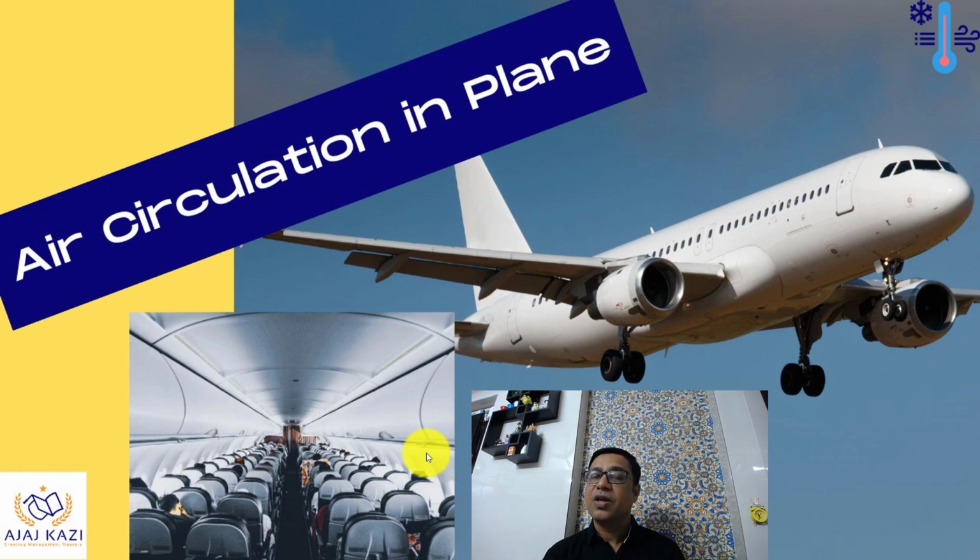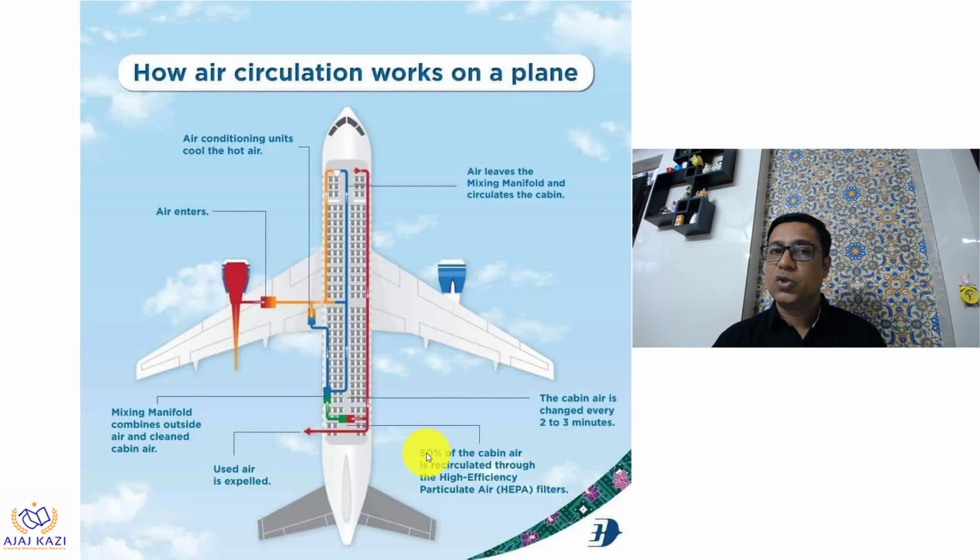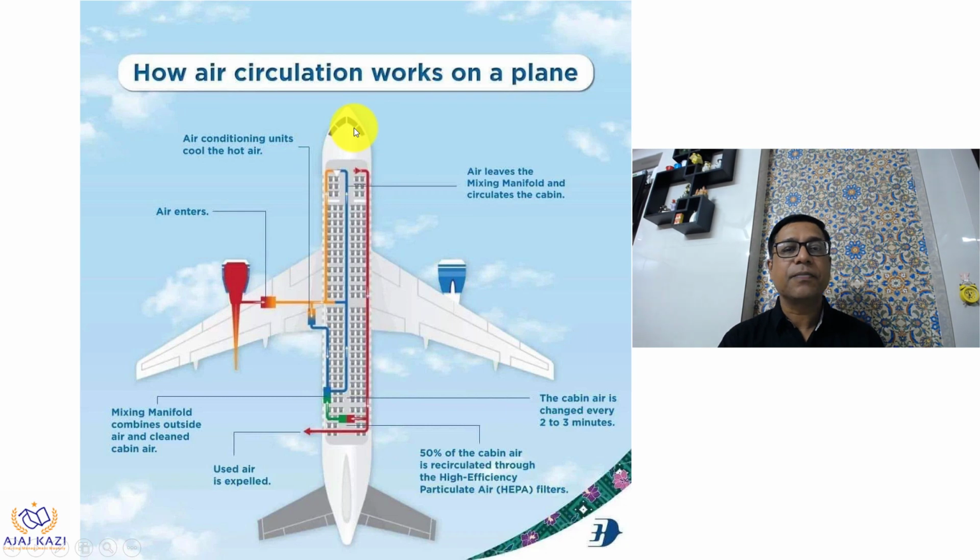Let's look at one important image and understand what it is. So this is the topic, how air circulation works on a plane. The image is very clear. This is from Malaysian Airlines, and let us look at the cross section of the flight. You can see the tail end of the flight is over here, the wings are over here, and this is the flight deck. And you must have seen, these are the engines.